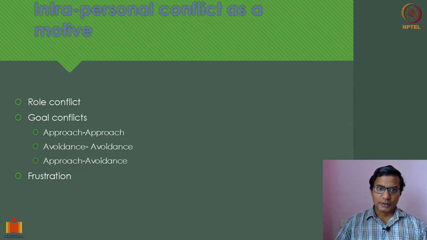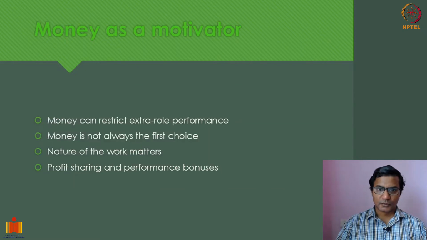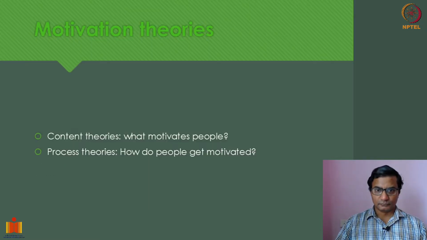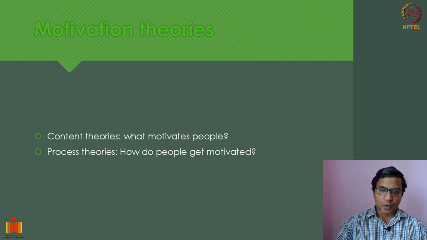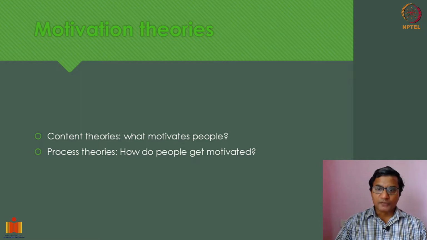We also spoke about conflict as a motivating factor. We discussed the role of money as a motivator and also the dangers of using money as the sole motivating factor in the workplace. We also looked at theories on motivation. Those theories are classified into content theories and process theories. Content theories talk about what kind of elements or factors motivate people. Process theories talk about the process of motivation, how motivation happens among workers.